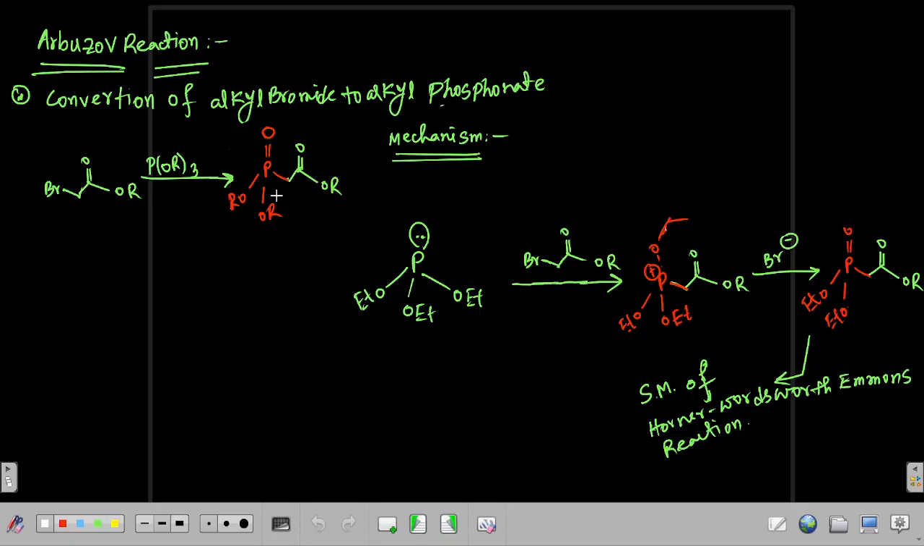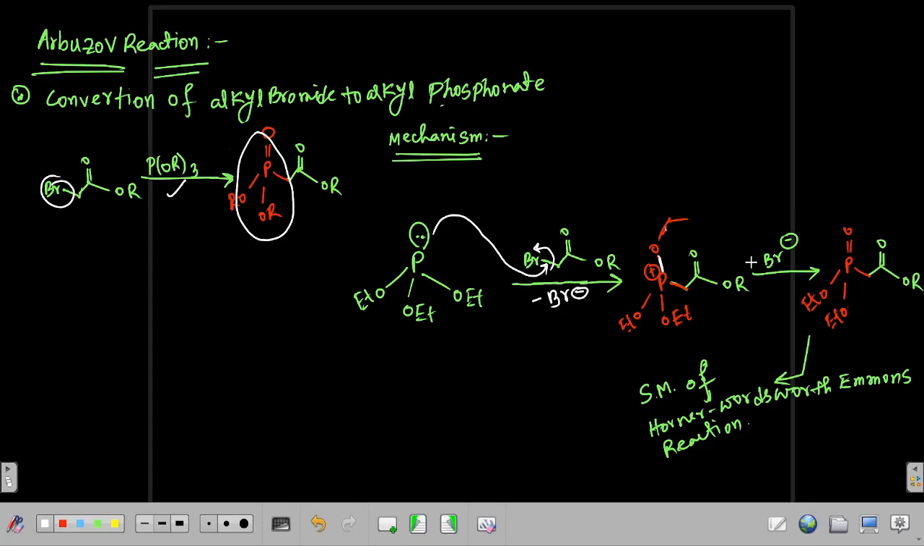It leads to the conversion of alkyl bromide to the alkyl phosphonate. This is alkyl phosphonate, in presence of trialkyl phosphite. This trialkyl phosphite. Now we will go to the mechanism of this reaction. Triethyl phosphite has one lone pair on the phosphorus, and this lone pair will attack on this alkyl bromide and it leads to the removal of the bromide ion and it will form this phosphorus oxygen bond.